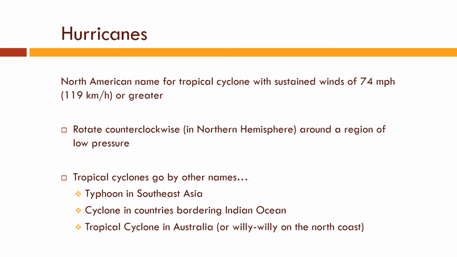You will hear tropical cyclones referred to differently depending on where you are geographically on the planet. In the North American hemisphere, we use the term hurricane to describe a tropical cyclone. It's called a typhoon in Southeast Asia and that Western Pacific region. It's called a cyclone in countries that border the Indian Ocean, and a tropical cyclone in Australia. Aboriginal Australians have their own term for it. On the north coast of Australia, they call it a willy willy.